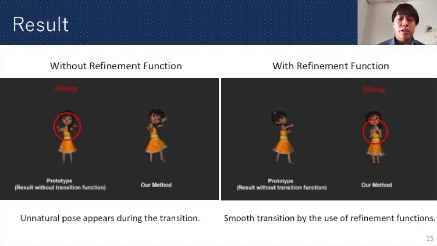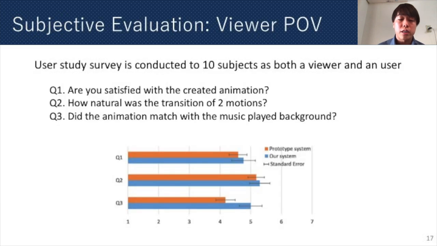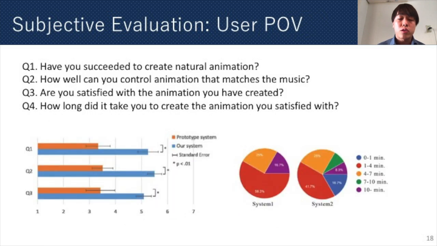Here I show the static image. Zooming up, you can clearly see the transition function has played a big role in making the transition look more natural. The viewer results indicate that the introduction of the transition function outperformed the results created without the transition function. The user results also indicate that the transition function plays a big role. Additionally, more users get used to creating a satisfying result in fewer minutes.